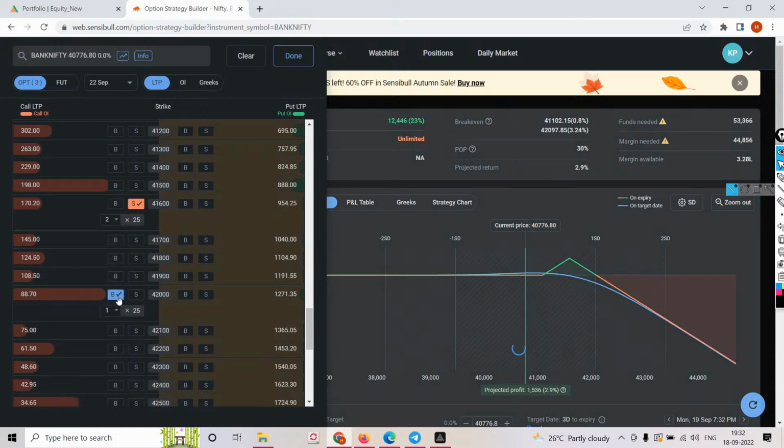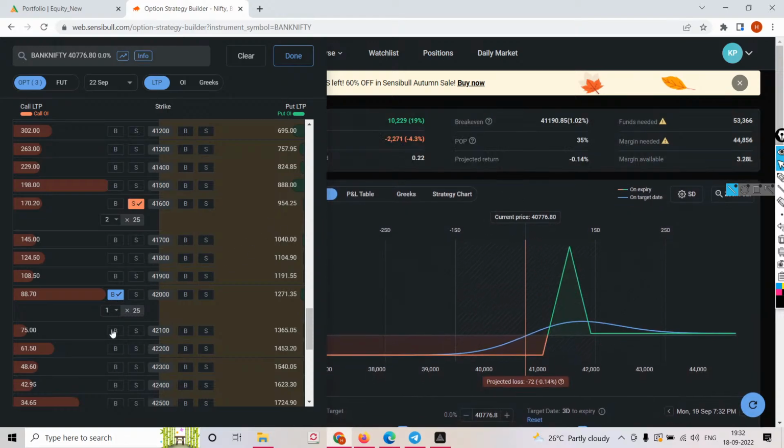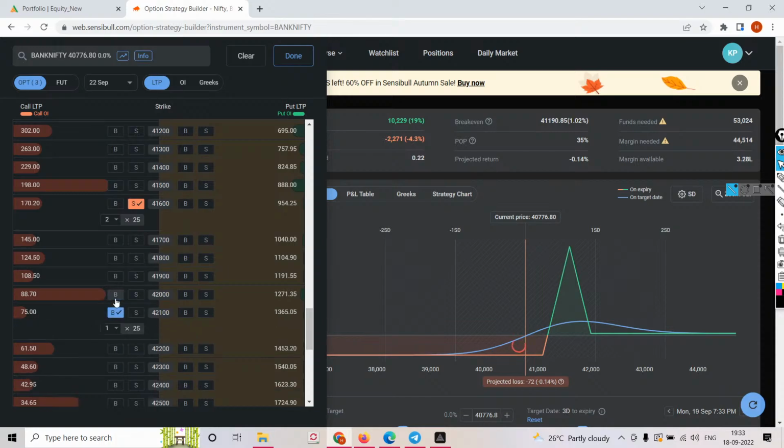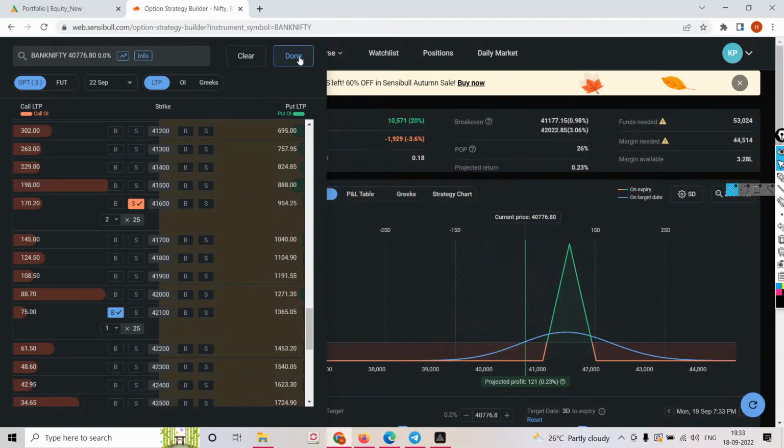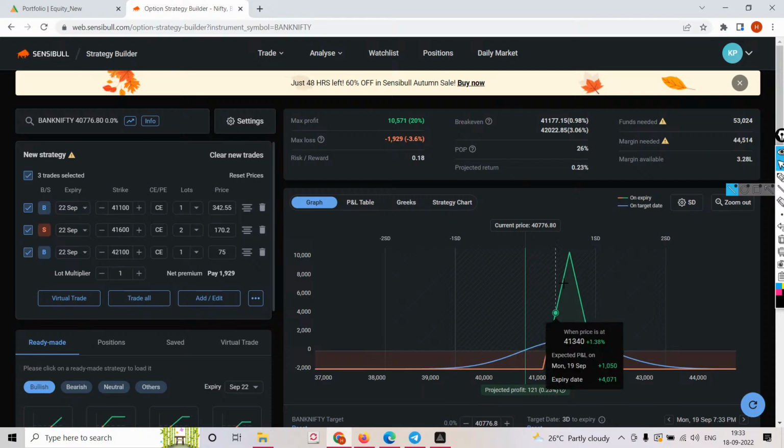Let me buy this. Okay, I'm not sure why Sensibull has become very slow. Or else let me go for this one. Okay, this is my typical butterfly, friends. This is my typical butterfly, right?